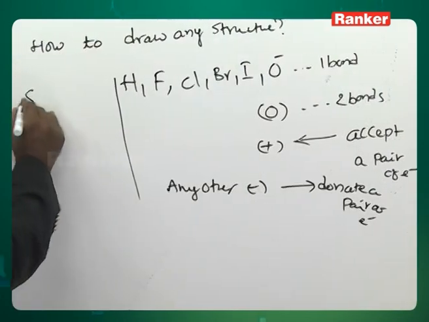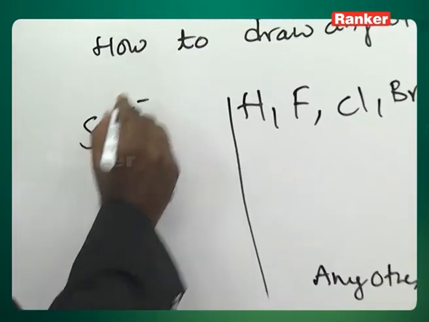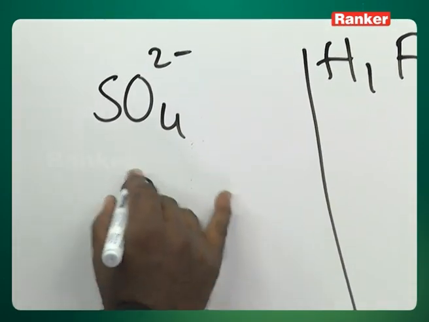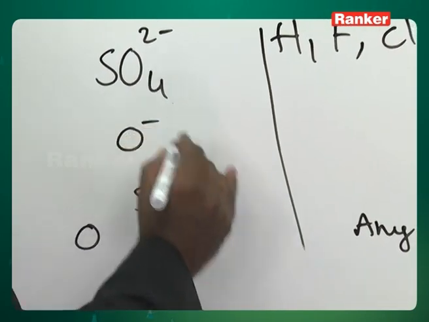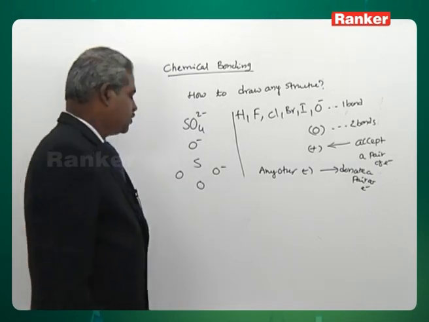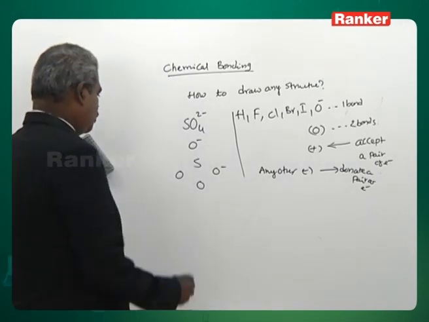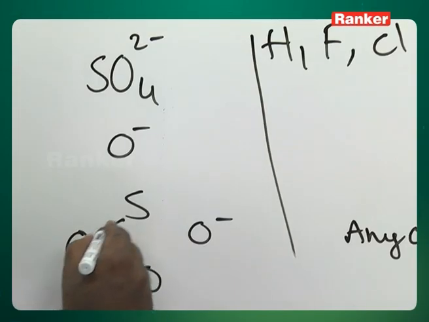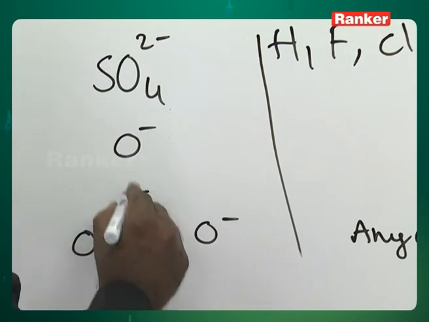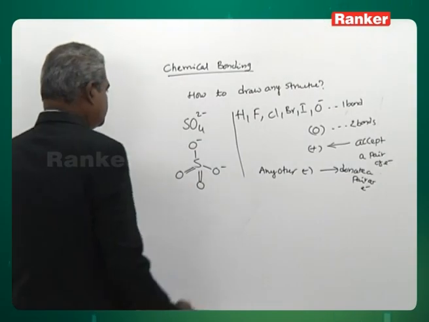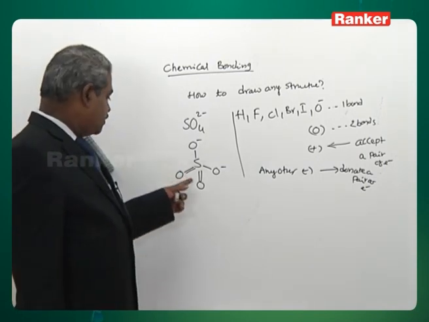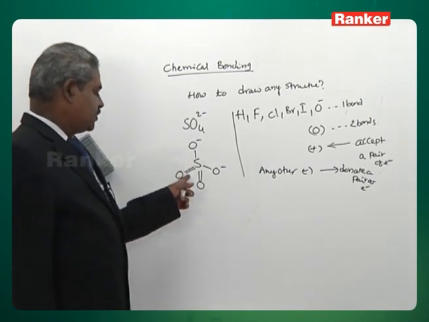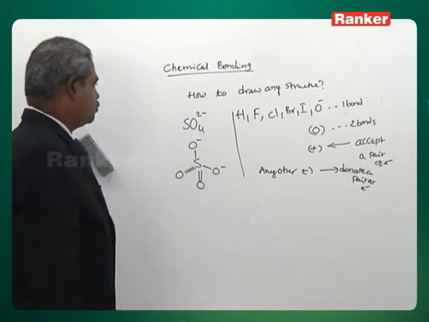Now, SO4 2 minus, how will you draw it? 1 sulfur, 4 oxygens, 2 of them are minus. Out of the 4 oxygens, 2 are minuses. What is the role of oxygen? 2 bonds, and O minus 1. So don't worry whether sulfur can form 6 bonds or not, 1, 2, 3, 4, 5, 6. Don't worry about it yet, it's too early.